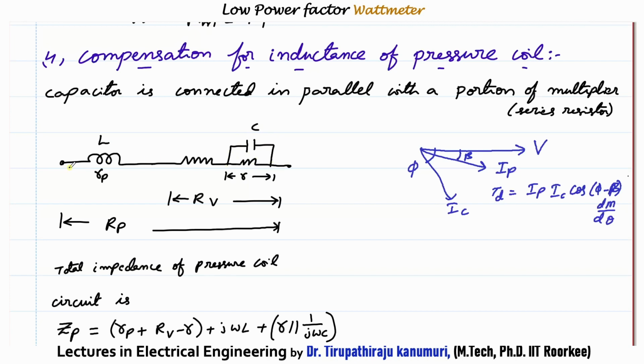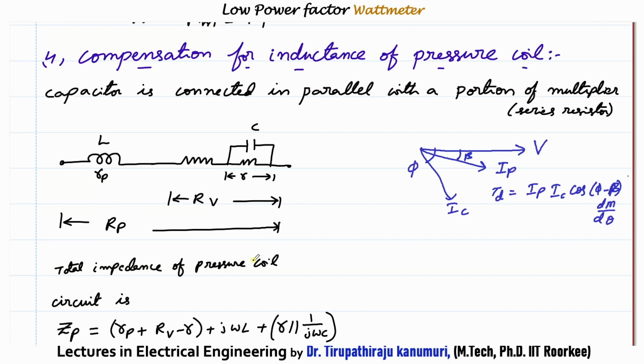Before proceeding to that, let us see the different components in the pressure coil circuit. The pressure coil will have the inductance L. Let us assume the resistance of the pressure coil is small rp. It is connected in series with a series resistor, which is divided into two parts. The total resistance is Rv, and the part across which the capacitor is connected, I am taking as R. If you take the entire circuit, the sum of all the resistance, that is small rp plus Rv, I am taking as capital Rp.